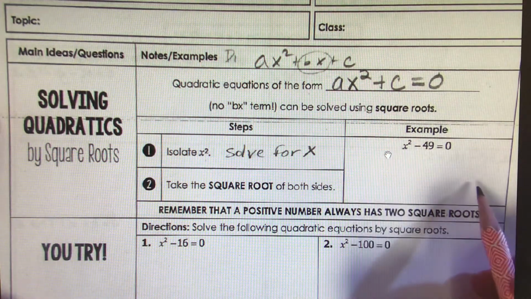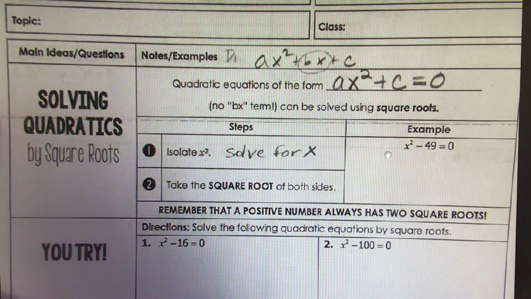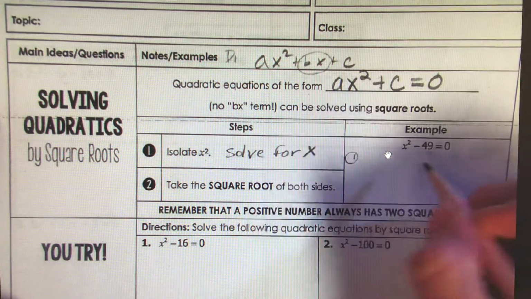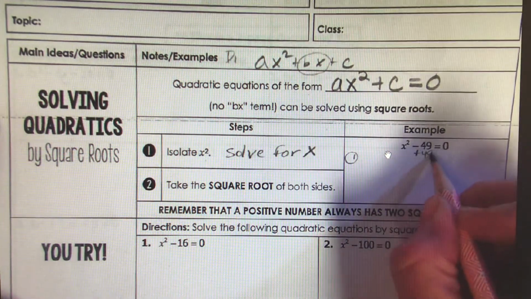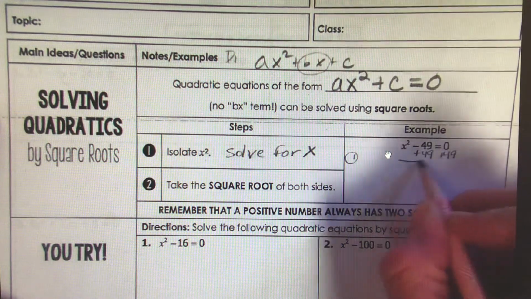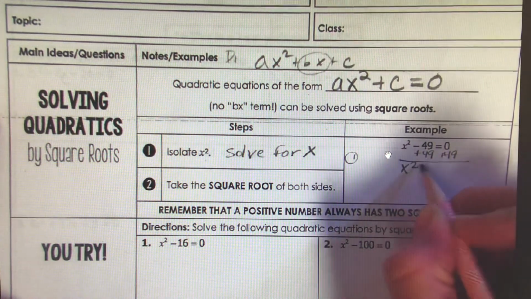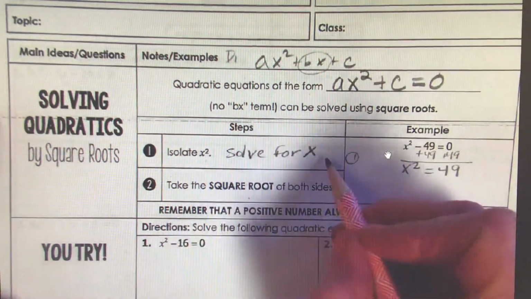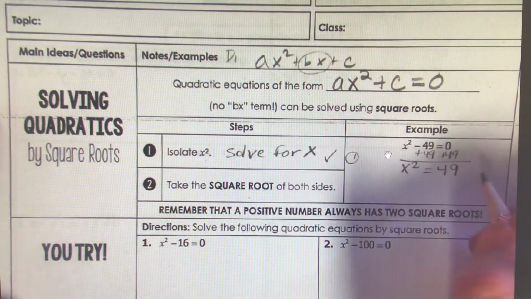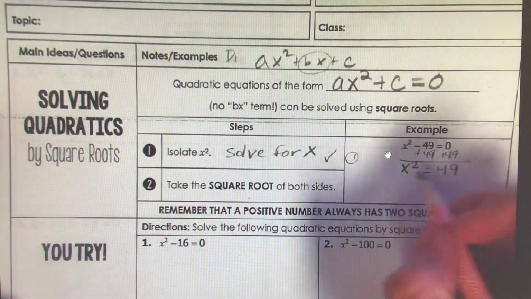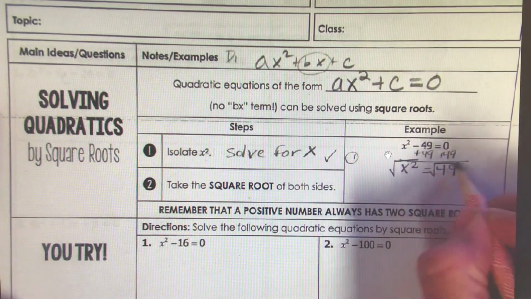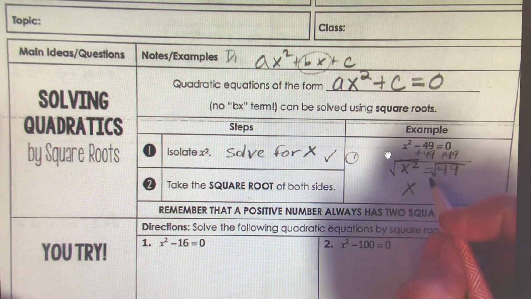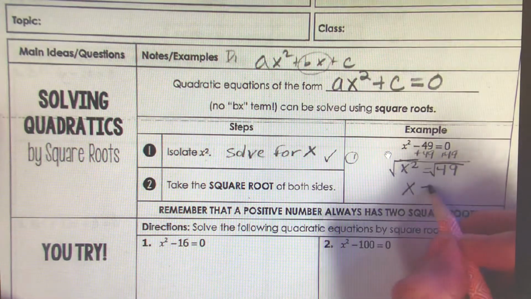So let's start with x squared minus 49. If I want to isolate my x squared, I can simply add 49 to both sides, and I will get x squared equals 49. So I isolated. Now it says to take the square root of both sides. Well, what I do to one side, I should do to the other side because I'm balancing all equations. What's the square root of x squared? Well, it's x. And then what's the square root of 49?